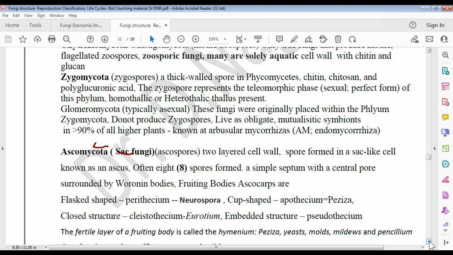Phycology. The study of algae is called phycology. Algae-like fungi are called phycomycetes. Mycetes means fungi, molds, and phycs means algae. Phycomycetes.